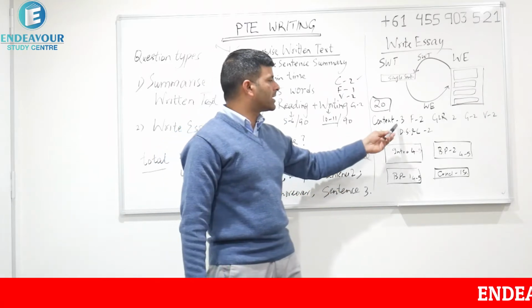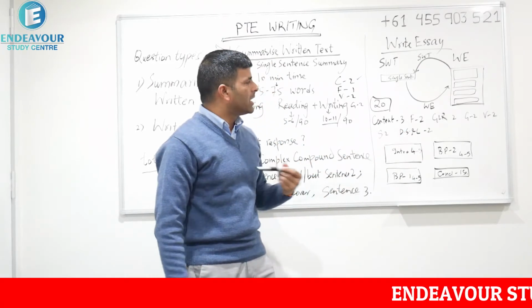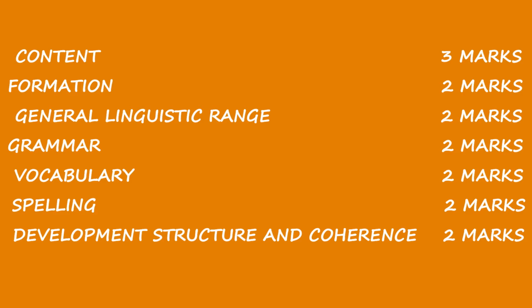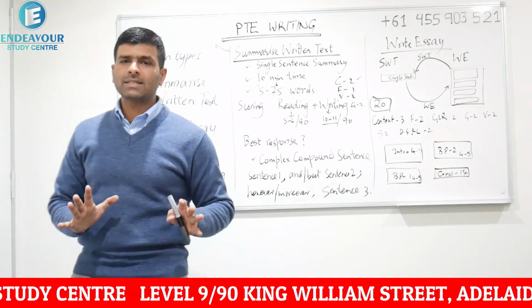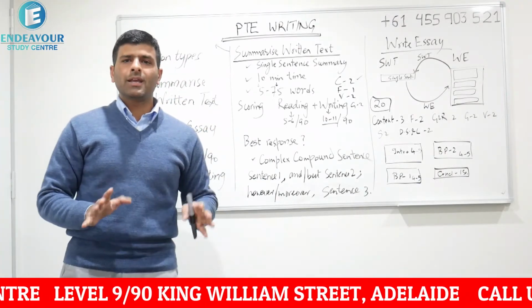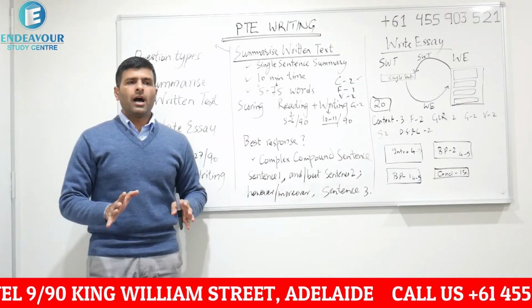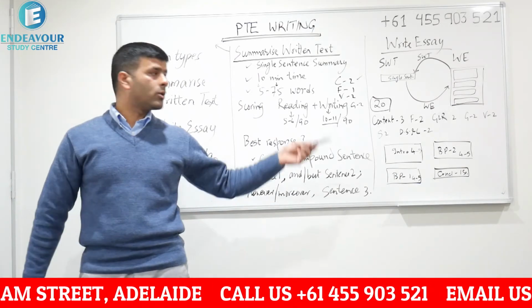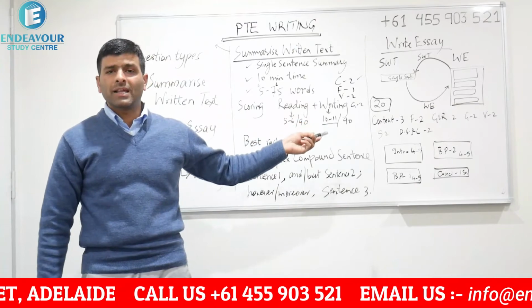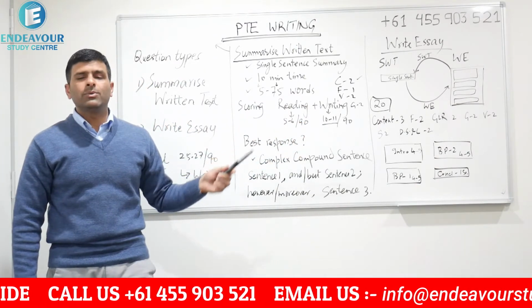And then if you look at the scoring criteria, it is quite defined. So you have content 3 marks, form 2 marks, general linguistic range 2 marks, grammar 2 marks, vocabulary 2 marks, spelling 2 marks, and then development, structure and coherence 2 marks. So any template that addresses all these scoring criteria is a good template to use. The role of a template in writing essays is simple: you want to be able to finish that essay within 20 minutes with proofreading.